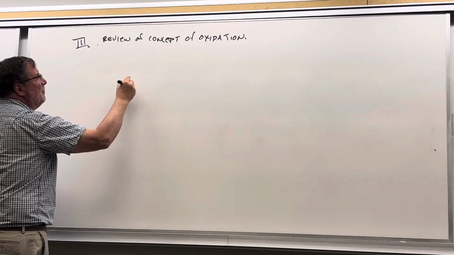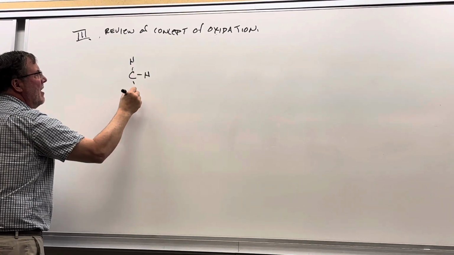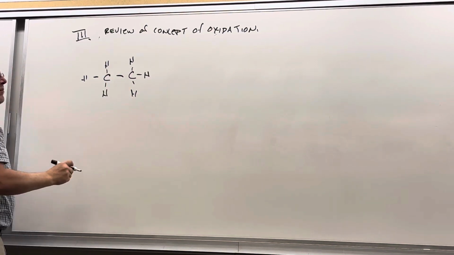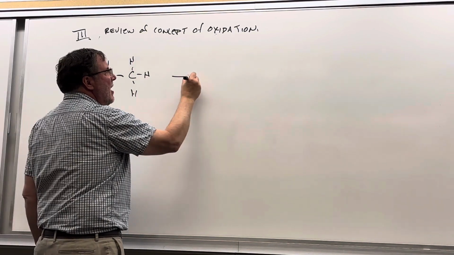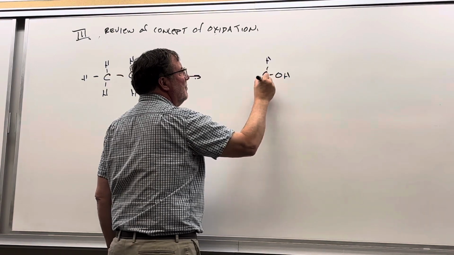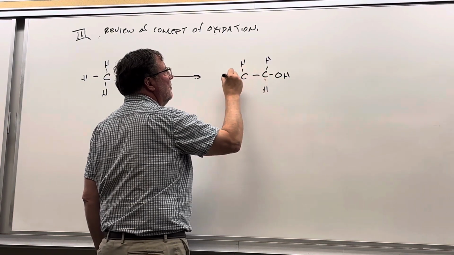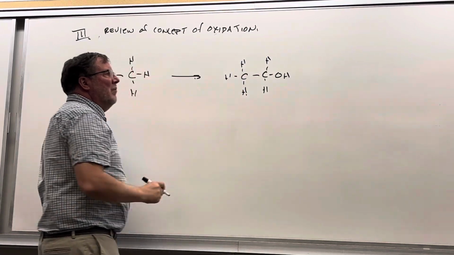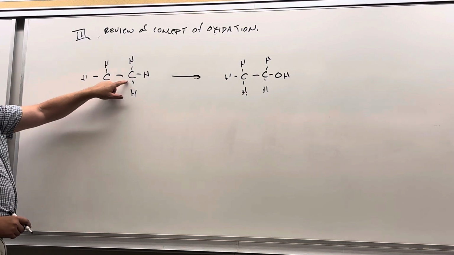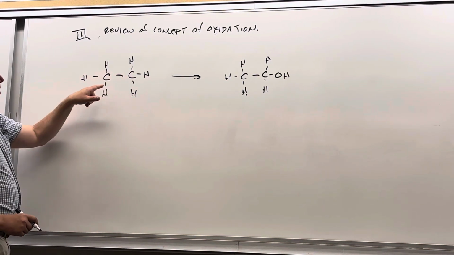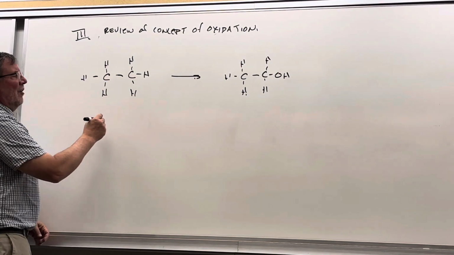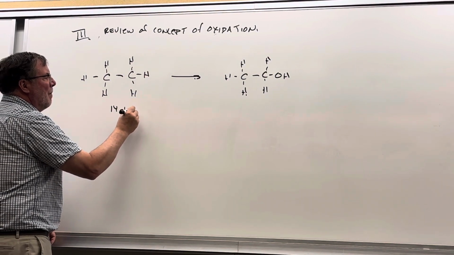Actually, let's go ahead and give an example. I'm going to start with ethane, and we compare it to going to an alcohol. In this system, let's count the electrons that are in these bonds here. We've got 1, 2, 3, 4, 5, 6, 7 bonds. So 14 electrons, right? 14 electrons.